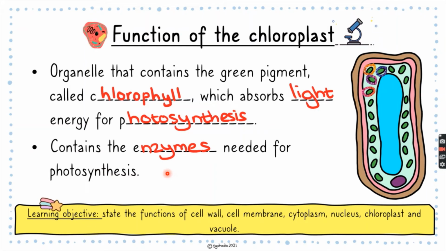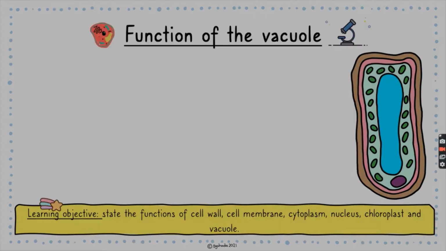So if you haven't heard about photosynthesis before, photosynthesis is the process by which plants make food by using the light from the sun. They use water and carbon dioxide to make glucose. They also produce oxygen gas from this process, and only plants can carry out photosynthesis. Animal cells do not carry out photosynthesis because we do not have these organelles inside our cells.